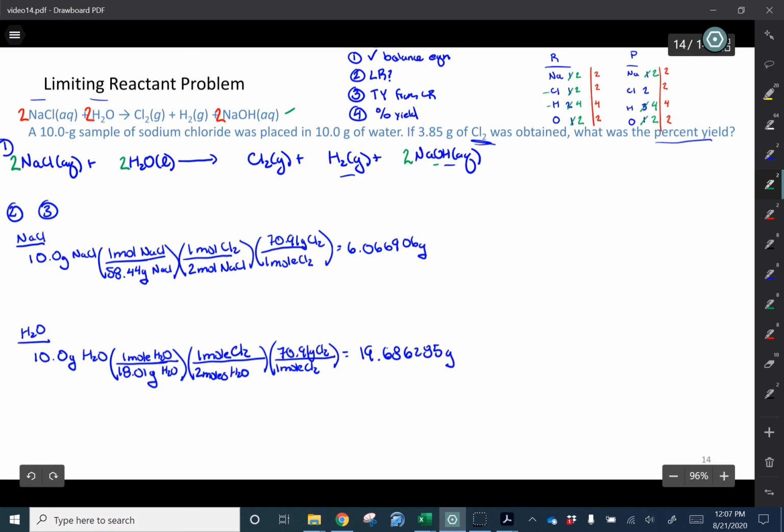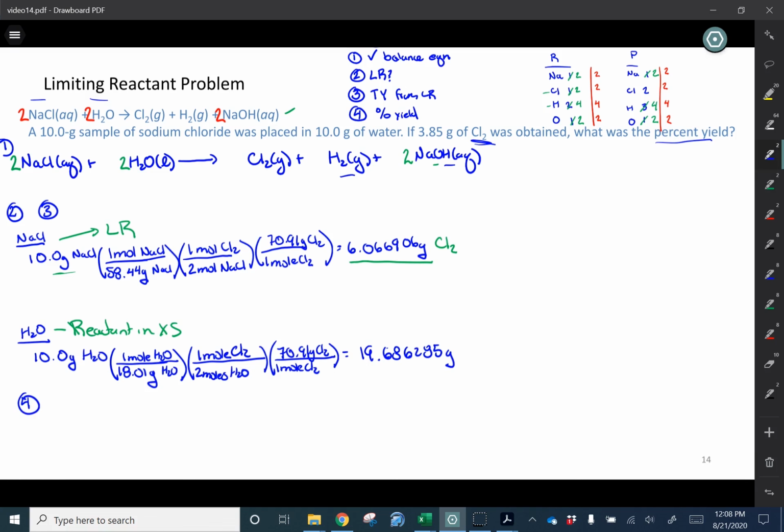So which one is our limiting reactant? We choose the smaller of the 2 answers because we can only make as much as our smallest amount dictates. So NaCl is our limiting reactant. H2O is our reactant in excess. And now we can do step 4 and calculate our percent yield.